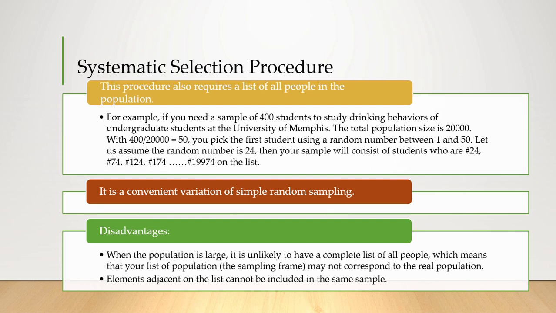Then my sample will consist of students who are number 24, number 74, number 124, number 174, and so forth, all the way to 19,974. So the final sample consists of every 50th individual on the list, starting from the random number seed. It's a convenient variation of simple random sampling, but still, it's very unlikely that we have access to a complete list of all individuals in the population.